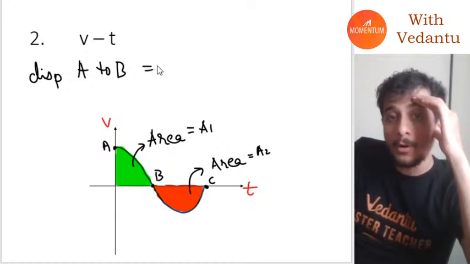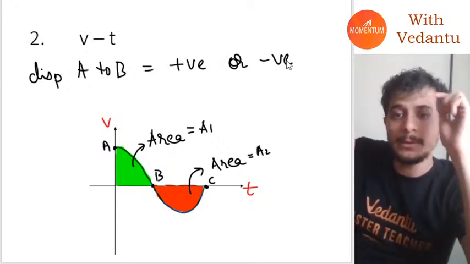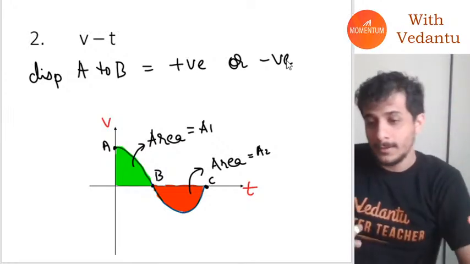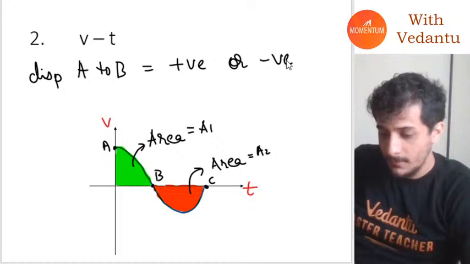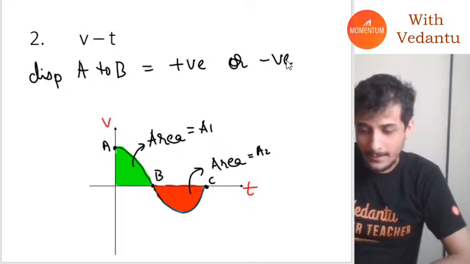Will it be positive or negative? Tell me in the chat: will the displacement from A to B be positive or negative? Everybody should be able to tell me.